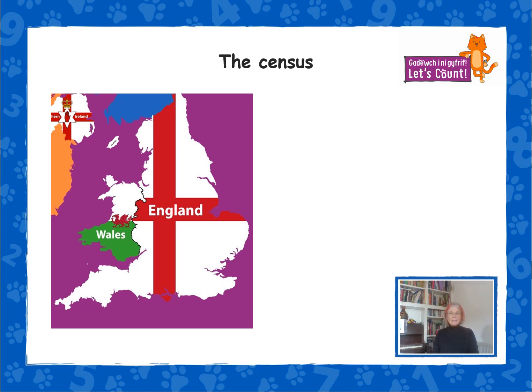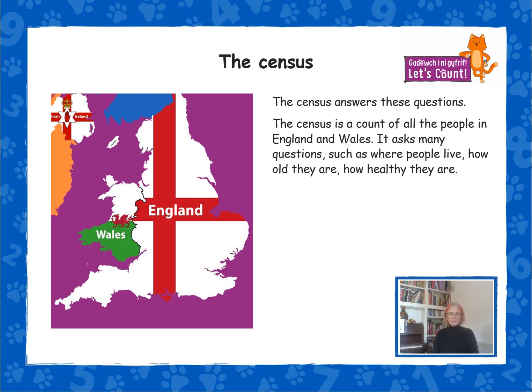Perhaps creating a survey that you could take home and ask friends and family to get a wider view of what people think they need. The Census has done this for us. It is a count of all the people in England and Wales. It asks lots of questions of each household. It asks them where they live, how old they are, what jobs they have. Lots of questions, but it also asks them how healthy they feel they are.